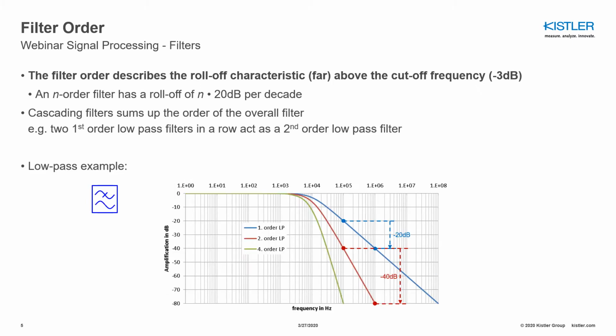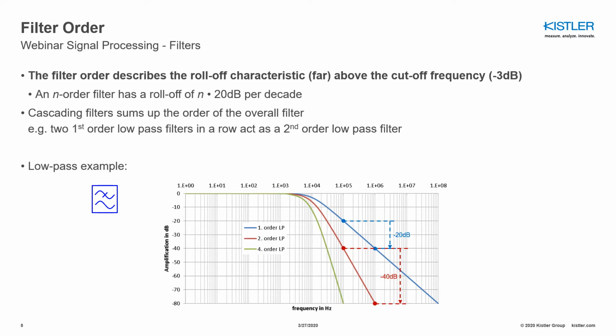The filter order describes the roll-off characteristic of a filter frequency response above the cutoff frequency. Important to know is that an n-order filter has a roll-off of n times 20 dB per decade, where a decade is a multiplication by factor 10. For example, from 1 kHz to 10 kHz, we are talking about a decade.